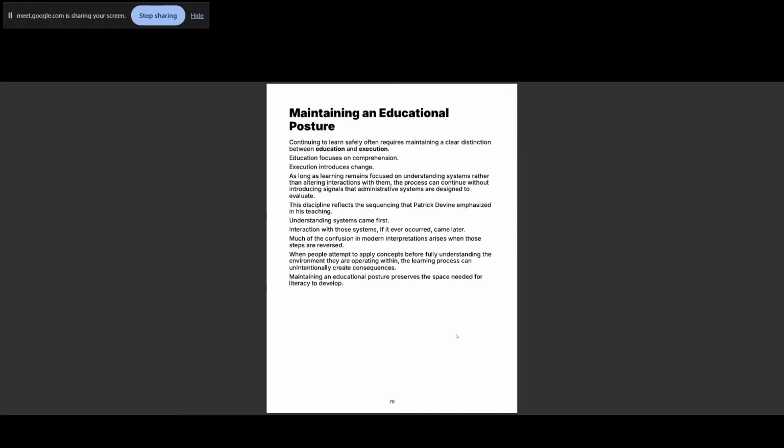This discipline reflects the sequencing that Patrick Devine emphasized in his teaching. Understanding systems came first. Interaction with those systems, if it ever occurred, came later. Much of the confusion in modern interpretations arises when those steps are reversed. When people attempt to apply concepts before fully understanding the environment they are operating within, the learning process can unintentionally create consequences. Maintaining an educational posture preserves the space needed for literacy to develop.